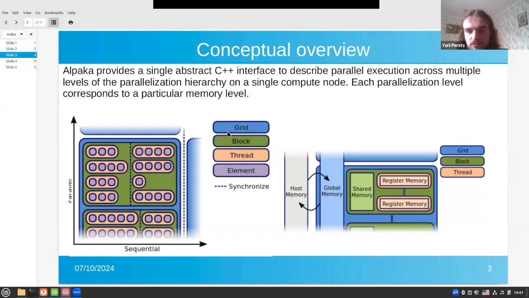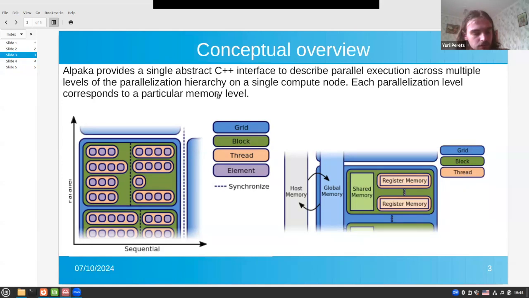Same for the blocks. A block is an n-dimensional set of threads with high bandwidth, low latency, but a small amount of shared memory. They are independent of each other and can be executed sequentially or in parallel. A thread is the execution of a sequence of instructions.